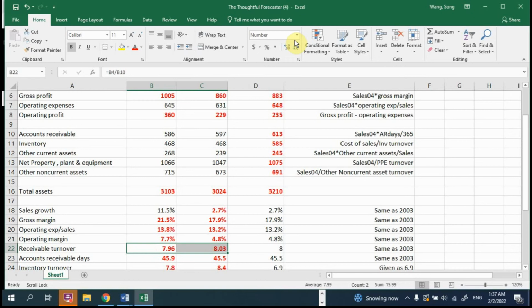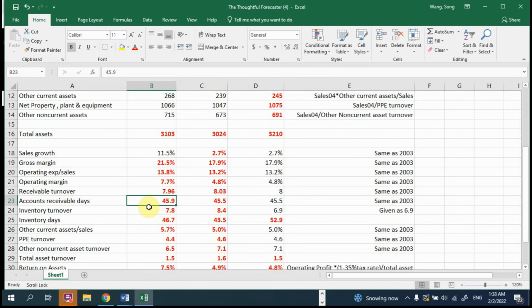For accounts receivable days, we also call it average collection period or days sales in accounts receivable. We're going to use 365 days divided by the receivable turnover ratio. The receivable turnover ratio tells us how many times in a year your outstanding receivable is collected in cash. Right here it's 8 times a year, so roughly that's 46 days to collect your receivable into cash just once. Then just drag it.